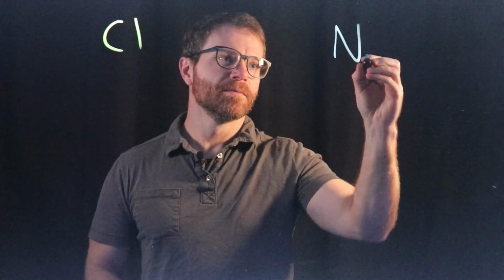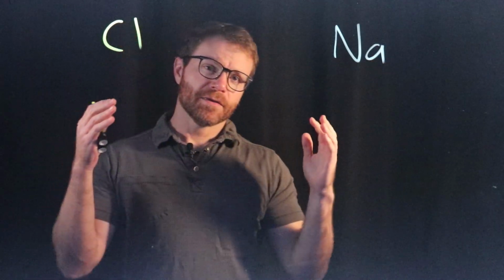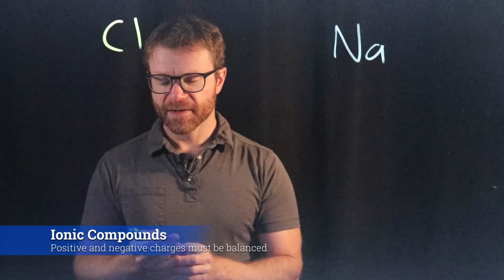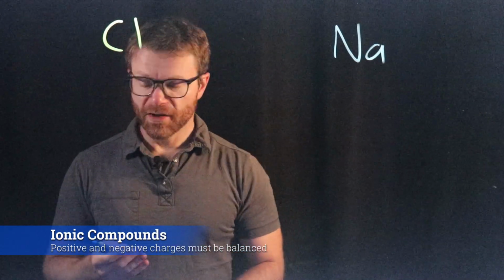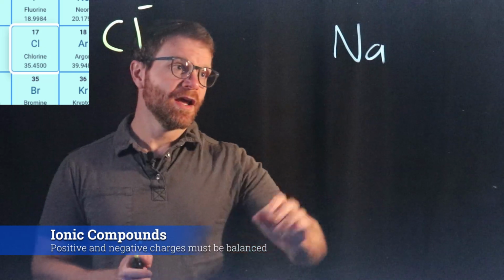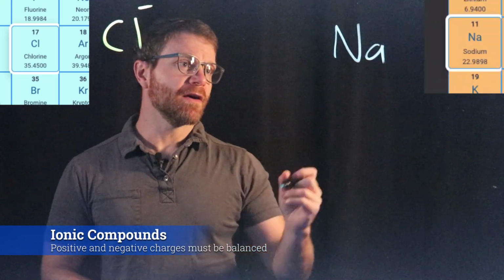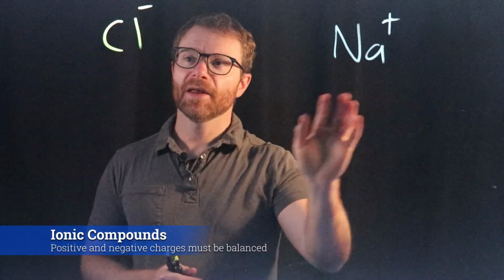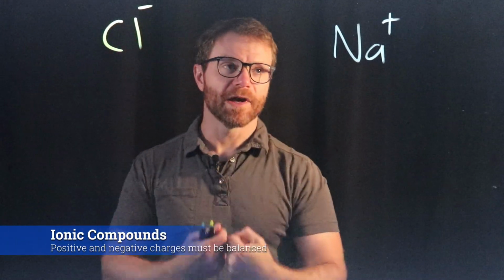Okay, so let's talk about naming ionic compounds. At this point, you should know that if you have a chlorine and a sodium, you can find the charges of these two elements by looking in the periodic table. You can see that chlorine's in column 17 with the rest of the halogens, so it has a -1 charge. And sodium's in column 1 with the alkali metals, it has a +1 charge. Sodium's a metal and chlorine's a nonmetal, so they're going to form an ionic bond.